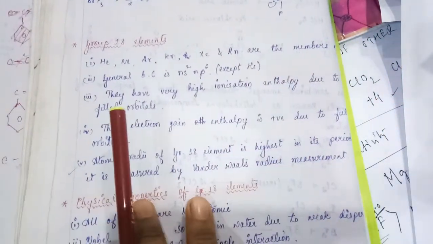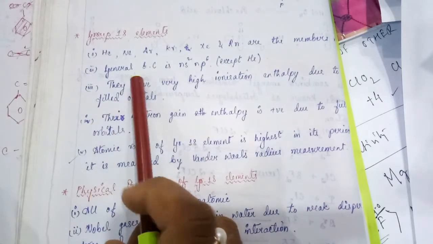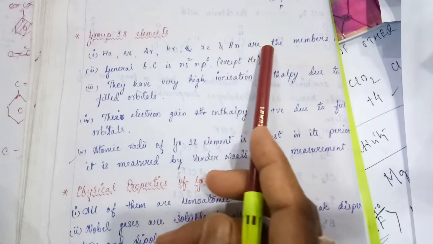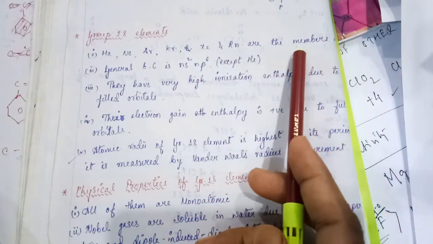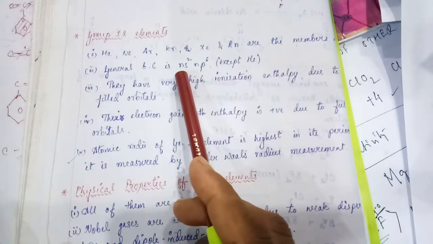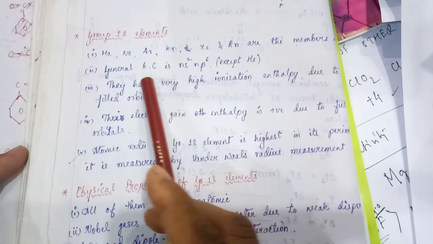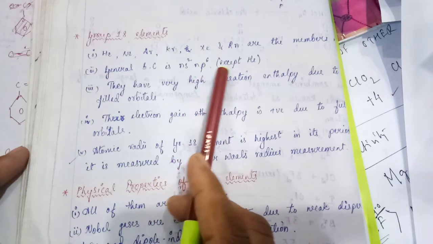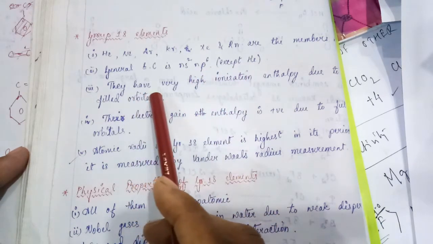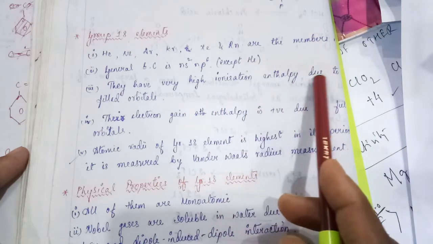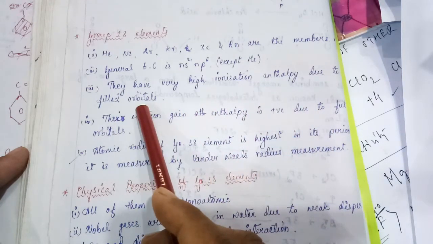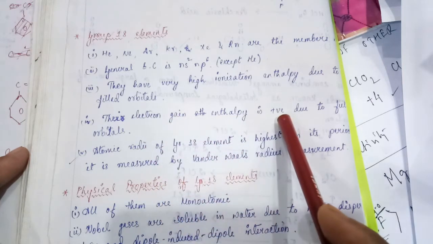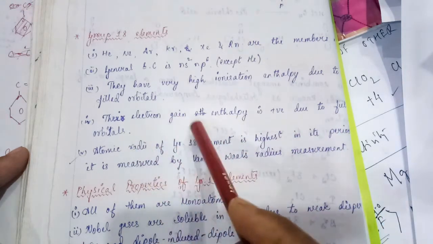After that we are taking the group 18 elements. In group 18 we have helium, neon, argon, krypton, xenon and radon. These are the inert gases present in group 18. Now the general electronic configuration is ns2 np6 except helium. They have very high ionization enthalpy due to completely filled orbitals. Electron gain enthalpy is positive due to completely filled orbitals.